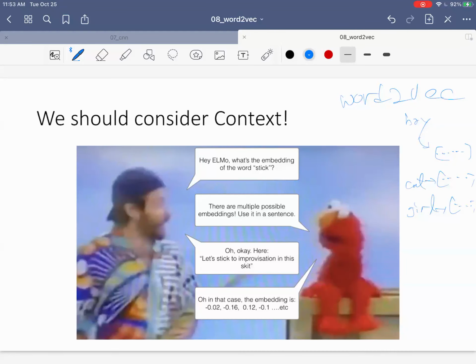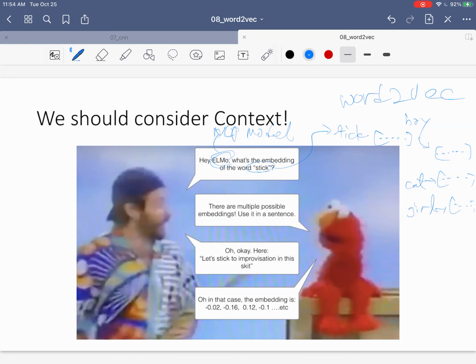But consider this scenario. So hey Elmo. Elmo is some language model, some NLP model. Or actually, it's a word embedding model. So hey Elmo, what's the embedding of the word stick? If you think about word2vec, you can just immediately look up the word2vec embedding in the lookup embedding table, and then just retrieve the stick vector.